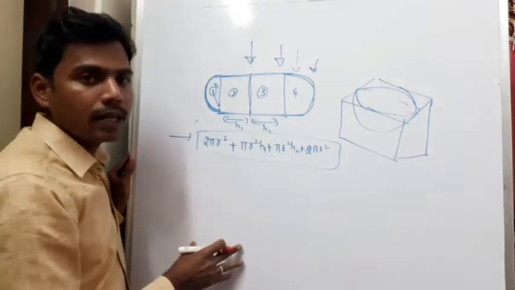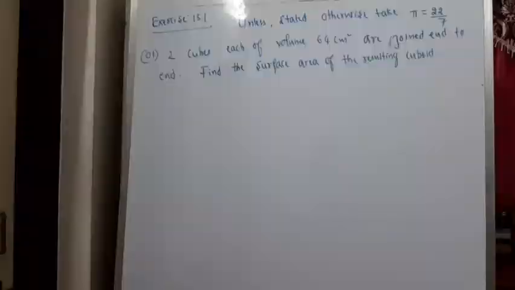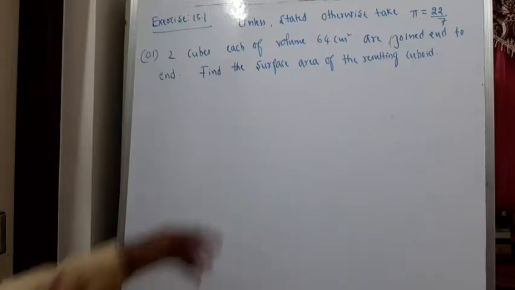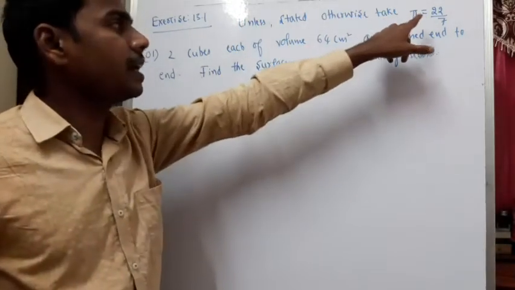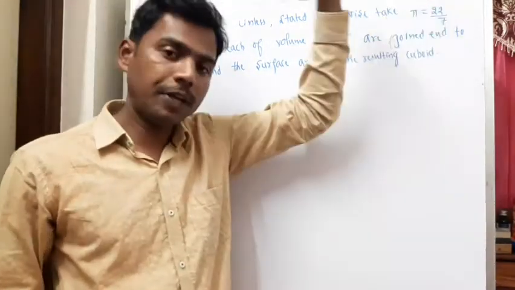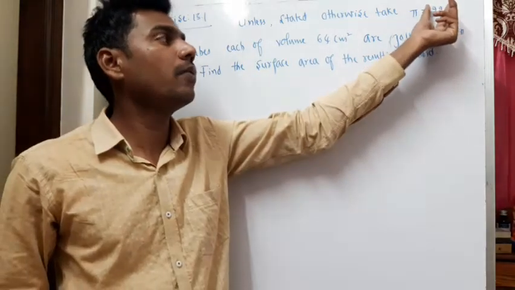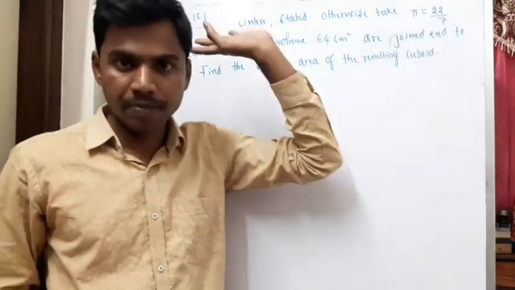We'll go through exercise 13.1. So please wait. Question. Before that they have given one statement: unless stated otherwise, take pi is equal to 22/7. If they have given the value of pi, we need to make use of that. If it is not given, in that case we need to make use of pi is equal to 22/7.